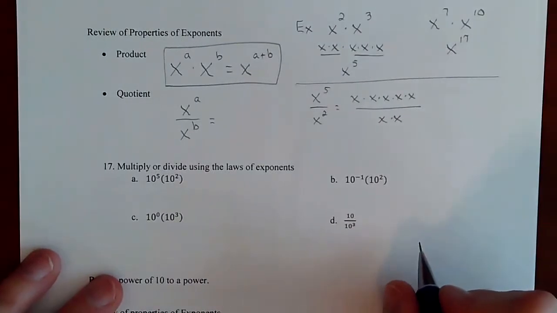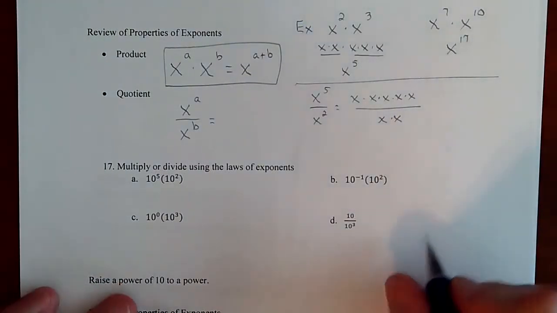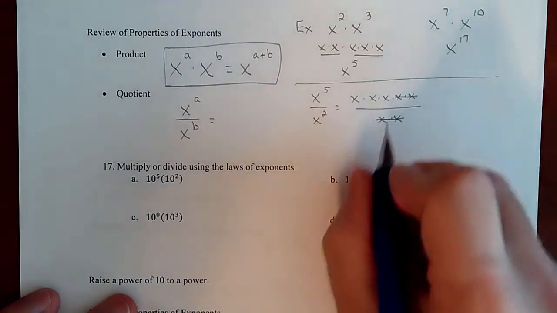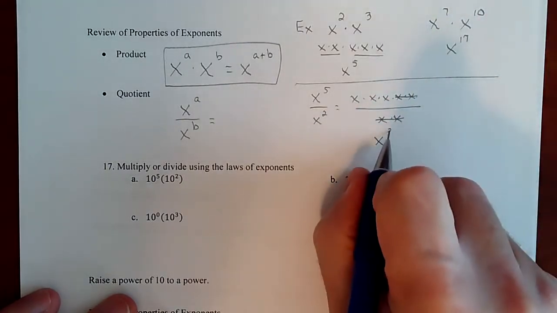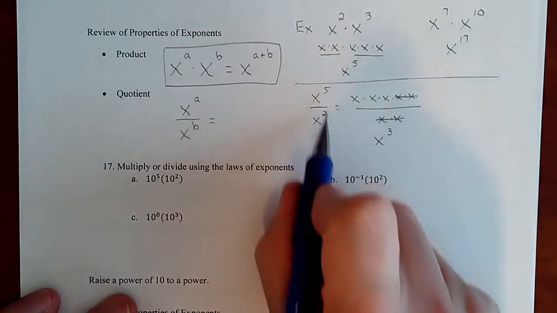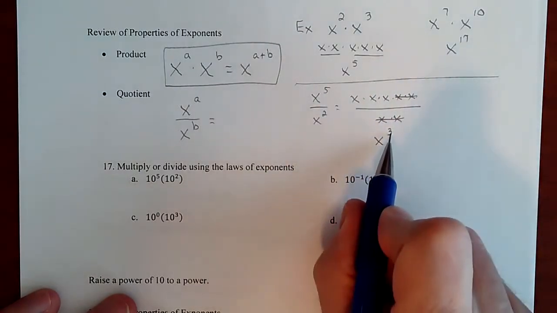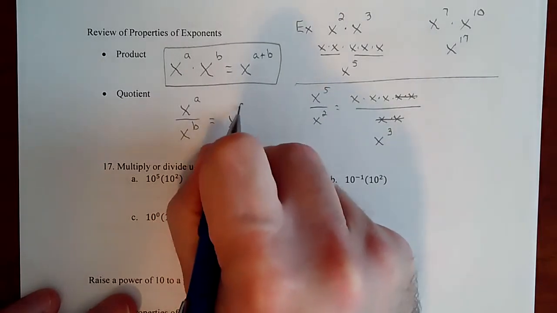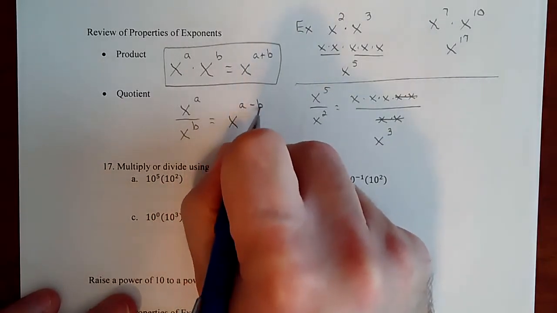And the thing on fractions is you're really just looking to simplify it. So 2 of these x's cancel 2 of those x's and leaves you with 3. Well, what could you have done? You could have taken 5 minus 2, and that would get you your 3 as well. So your property is top exponent minus the bottom exponent.